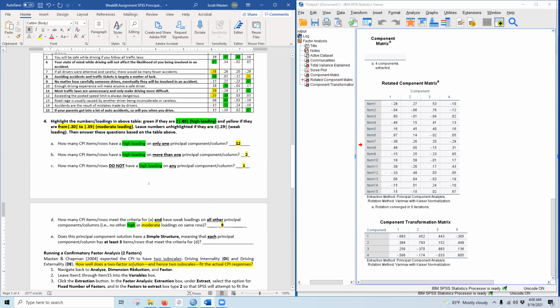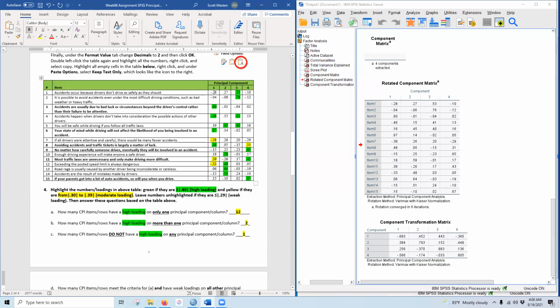For D, does each principal component have at least 3 items that load strongly only on it? So let's see. 1, this one has that one. 2, no, not looking good. So we're already at no. How do we get it? That one loads only strongly on theme 1. That one doesn't, because it loads strongly on 2 themes. That one loads strongly on only theme 1, but then there's no other ones because that one's moderate.